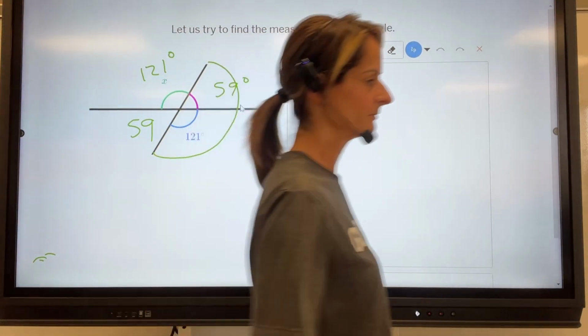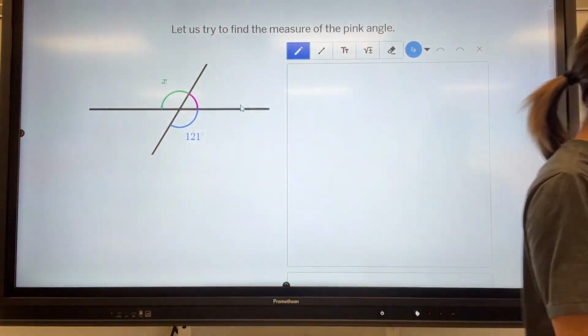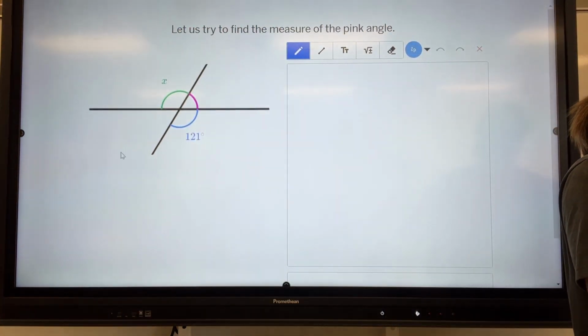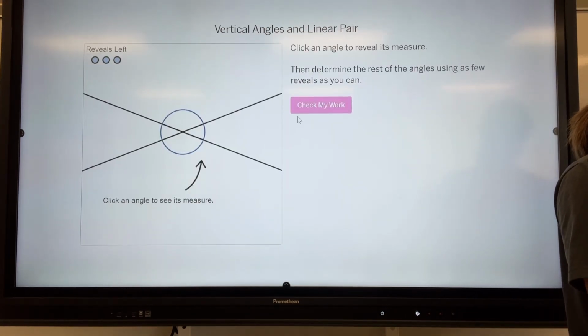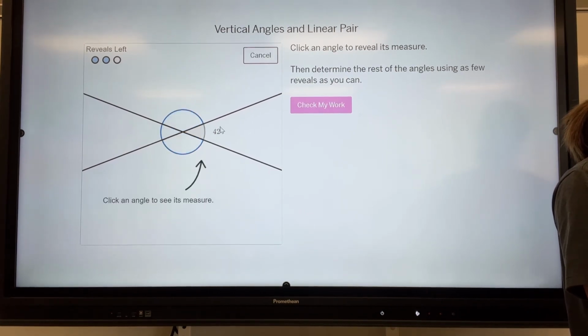Okay, so now we did all that. So now let's go ahead and click on the angle to reveal each measure. So we'll start with one. They're giving us one, it's 42 degrees. Can I click on another one? Oh yeah, reveal another. Click on that one.